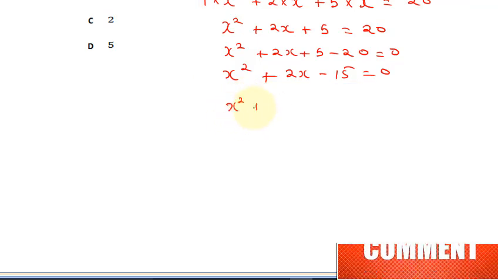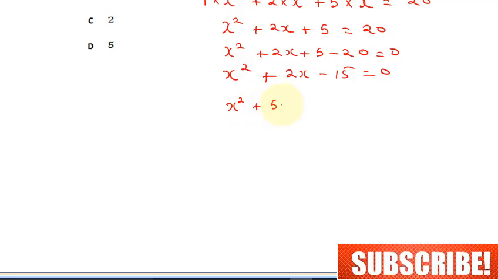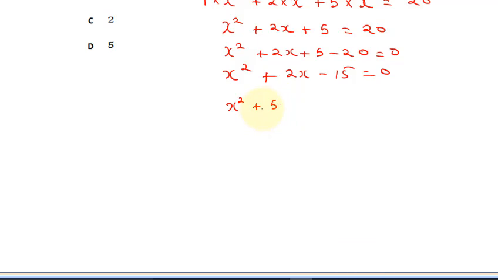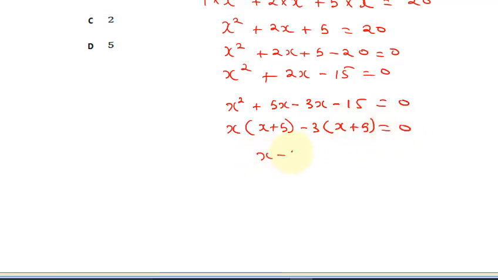So we are going to be using x squared plus 5x minus 3x minus 15 is equal to 0. So from here, x is common, which is x into x plus 5, minus 3 into x plus 5 is equal to 0. So therefore, x minus 3 times x plus 5 is equal to 0. So we have our x equal to 3, or we have our x equal to minus 5.